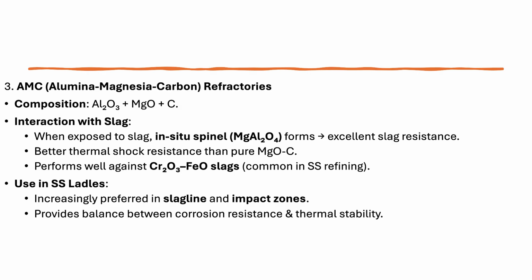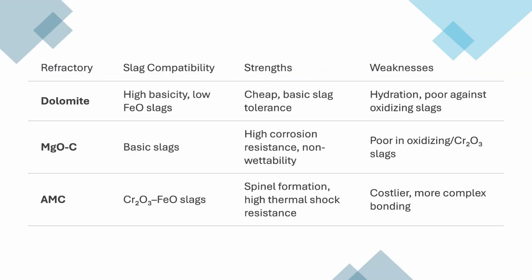AMC, composition: alumina plus magnesia plus carbon. Interaction with slag: when exposed to slag, in situ spinel, magnesia aluminate, forms, giving excellent slag resistance and better thermal shock resistance than pure magnesia carbon. Performs well against Cr2O3 and FeO slags common in SS refining. Used in SS ladles, increasingly preferred in the slag line and impact zones, providing a balance between corrosion resistance and thermal stability.